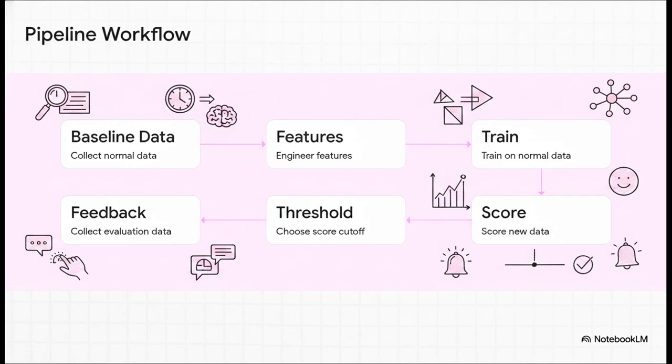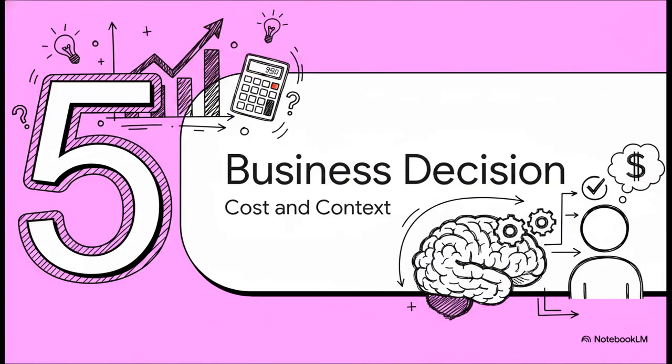Third, you train the detector to thoroughly learn the shape of normal. Fourth, you score new data as it comes in live. Fifth, you set a threshold and trigger an alert when it's crossed. And finally, step 6, feedback collection. When human operators investigate these alerts, that feedback is absolutely essential to tune the system. Honestly, if you skip this, you're going to trigger massive alert fatigue, and operators will just start ignoring your system entirely. Nobody wants that.